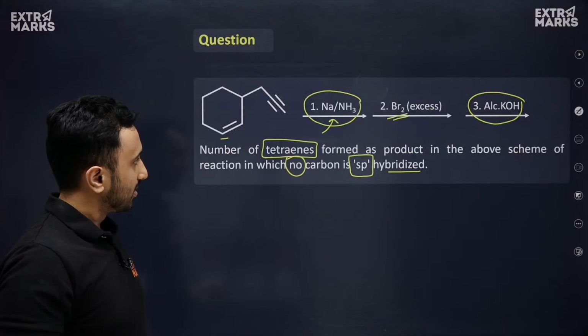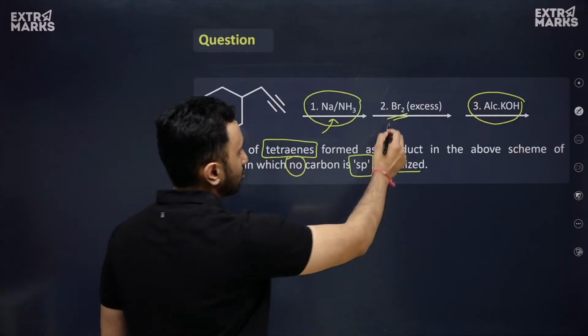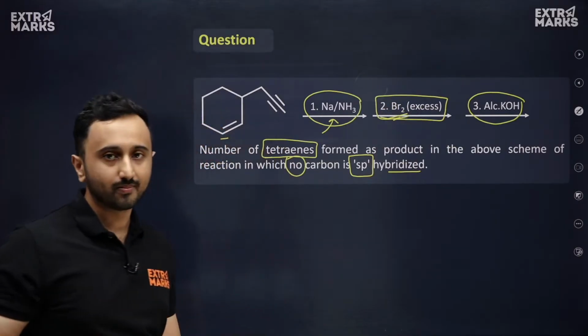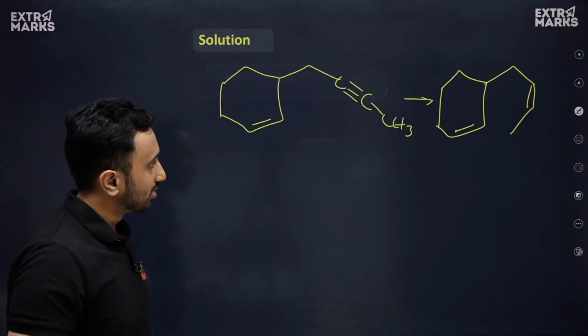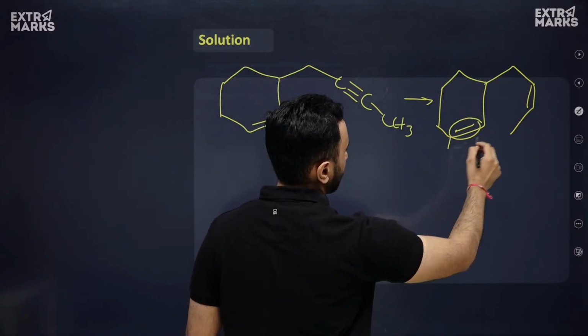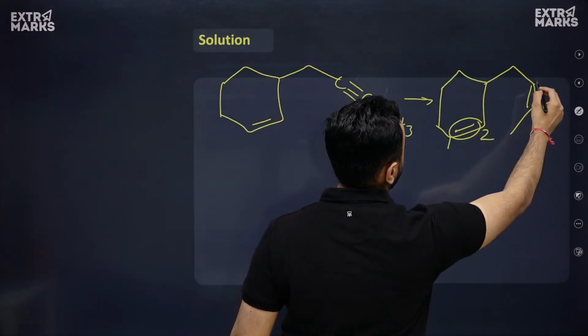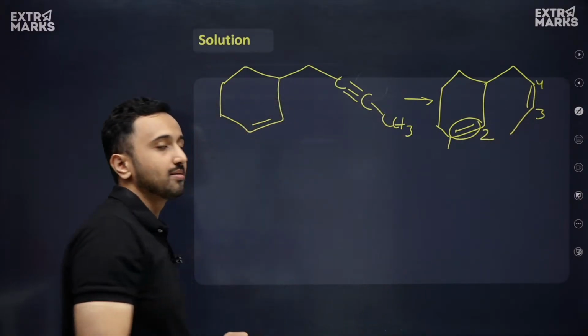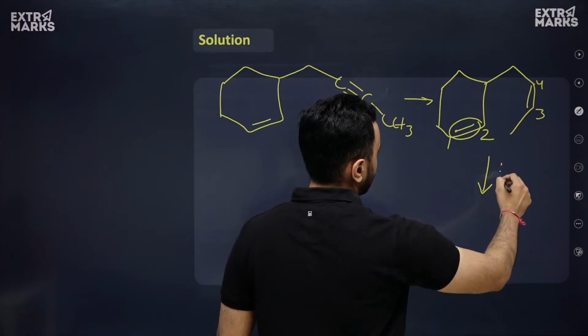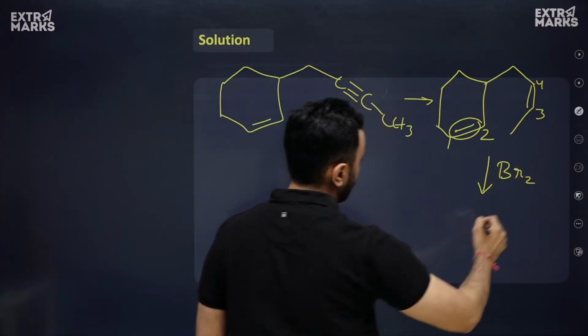Now, we are doing bromination. We are using Br2 in excess amount. That means these double bonds, these positions 1, 2, 3 and 4, will be occupied by Br. So what will you get on bromination? You will get this compound.